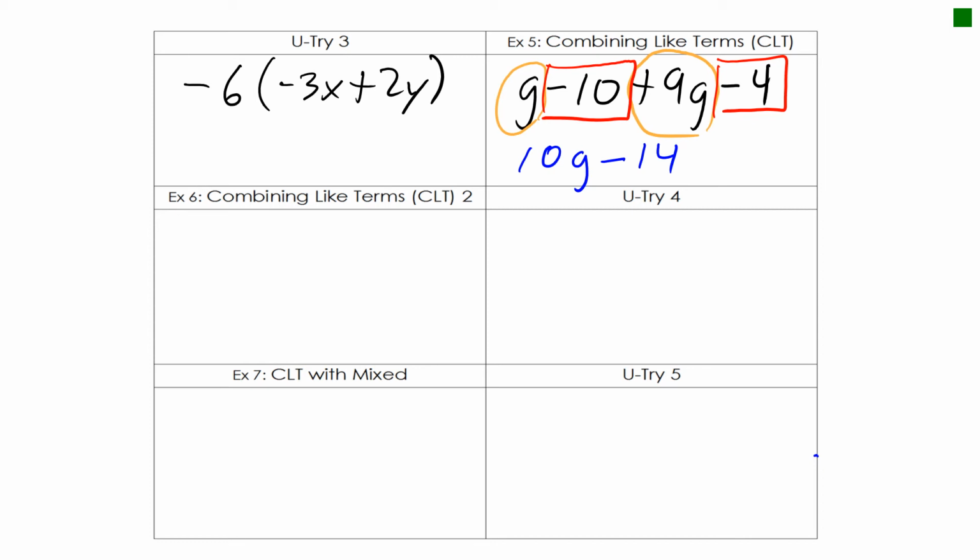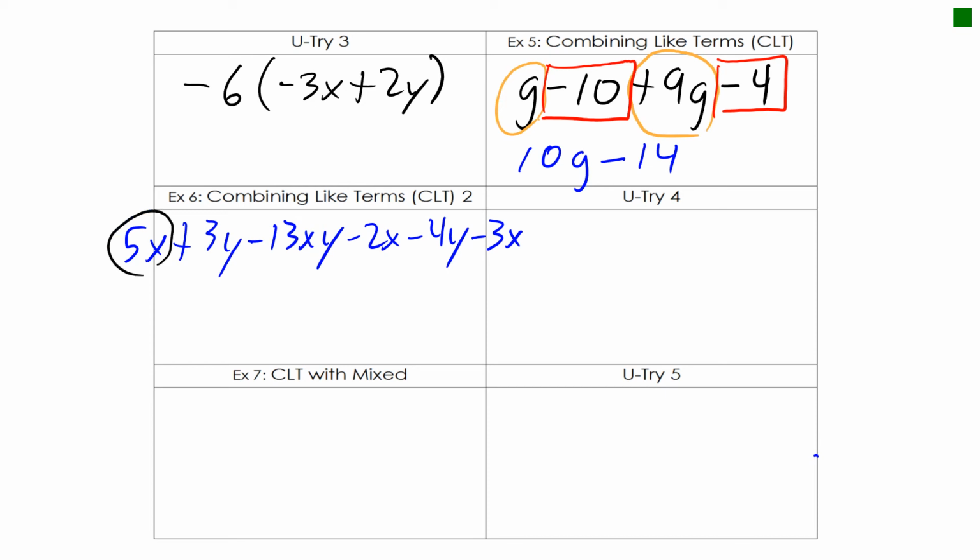All right. This time I have 5x plus 3y minus 13xy minus 2x minus 4y minus 3x. I'm going to go through one at a time. I'm going to circle all the x terms. There's a 5x and a -2x and a -3x. What do they add up to? They add up to 0. Am I going to write 0? I'm not going to write 0.